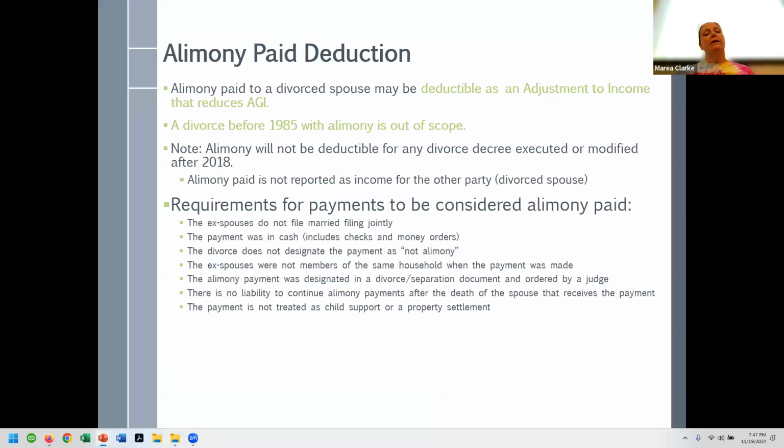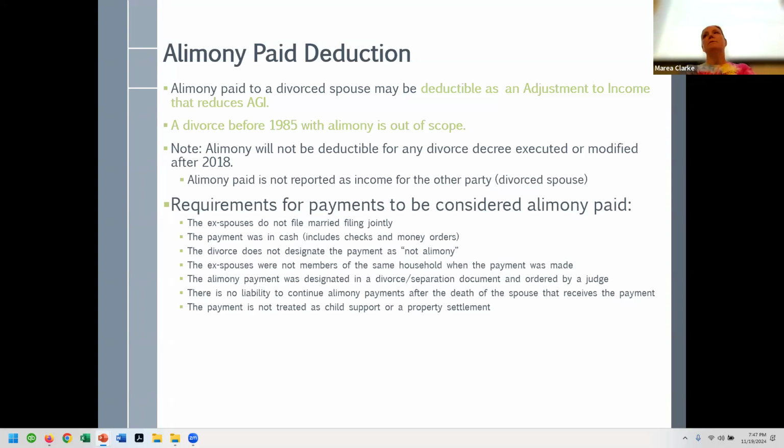All right, alimony paid again, right? This was the couple got divorced back before 2018. The one spouse gives the other spouse money every year. The one reports it as income. The other one gets to subtract it as an adjustment. There's a big long list of requirements that's included here. Generally, it's not going to be a very common thing. If you were to see somebody that had a situation like that, you're going to want to make sure that they've got copies of that divorce decree or the alimony order from the court.